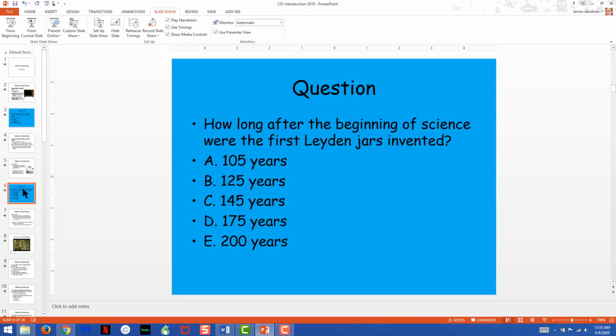But before we do, let's take a look at this question. How long after the beginning of science were the first Leyden jars invented?